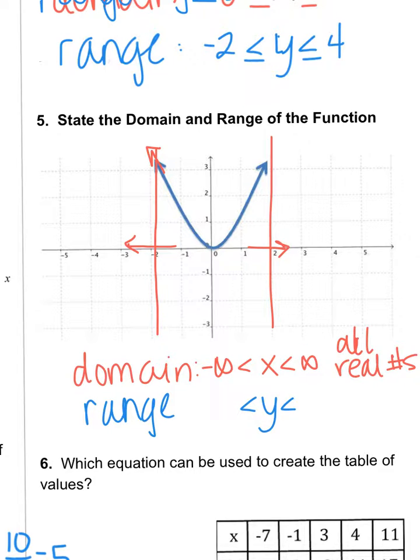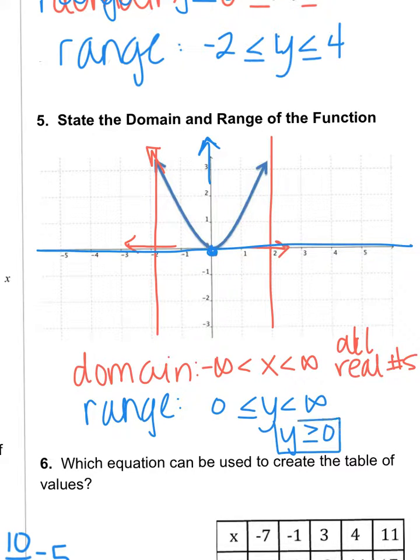And then for our range, that's our lowest value. In this case, we can draw a lowest point on the y-axis. That's 0, and it can equal. But then as we keep going up, it doesn't have a barrier. It's going to keep going. So that's to positive infinity. On a test, it will say y is greater than or equal to 0, because it can be anything above 0.